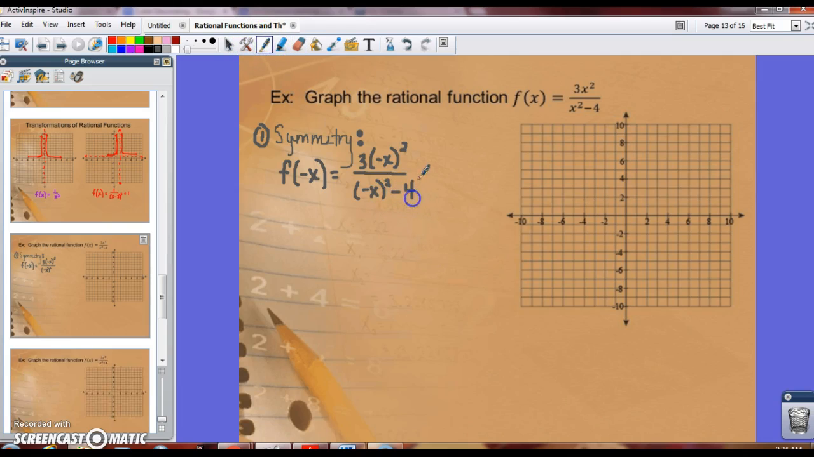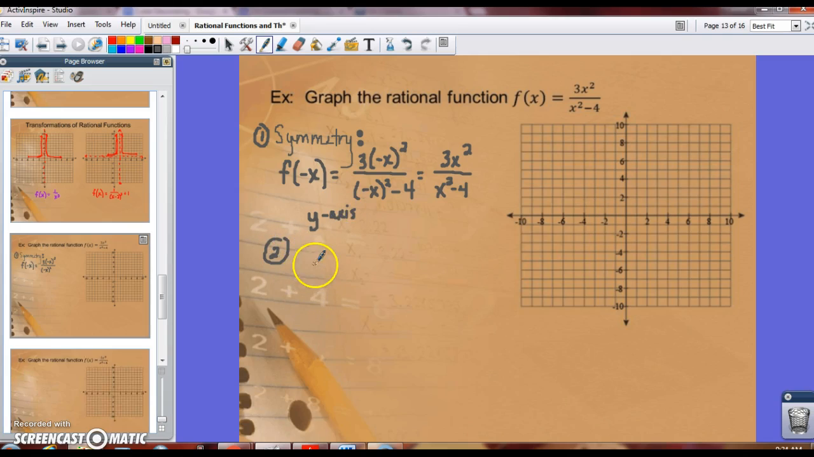Minus 4. And when you square a negative number, you just get back what you started with. So you have 3x squared times x squared minus 4. So I will have y-axis symmetry. That's the first thing.